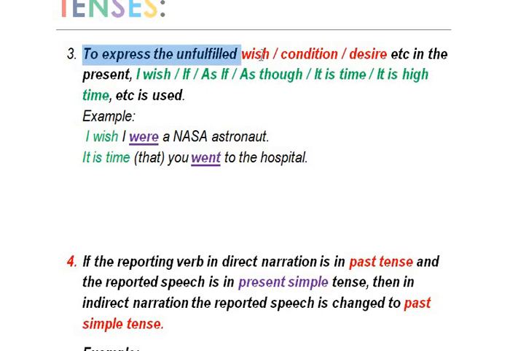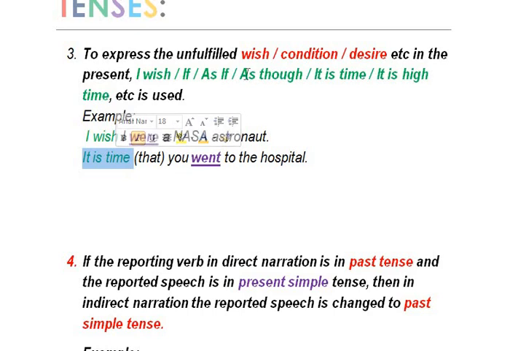And the third usage of simple past tense is to express an unfulfilled wish or condition or desire, etc. in the present. So we can use the phrases I wish, or if, or as if, or as though, or it is time, or it is high time, etc. For example, I wish I were a NASA astronaut. That means what? Here, "I wish" is nothing but an unfulfilled wish. And here, "were" is nothing but simple past tense.